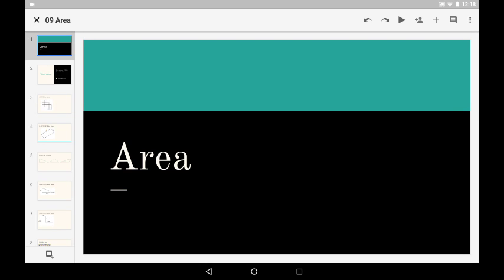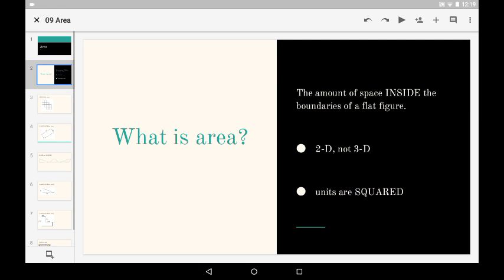Here's your lesson on area. By now you should have already gone through the activity where you find the area of a triangle based on some pieces of paper. So, first up, what is area?